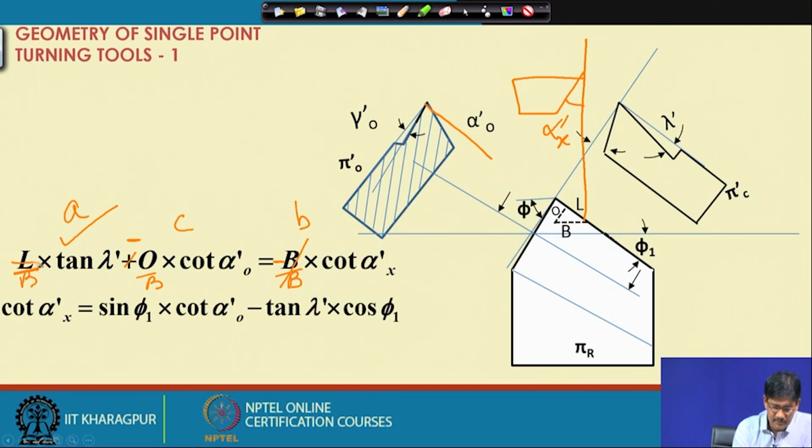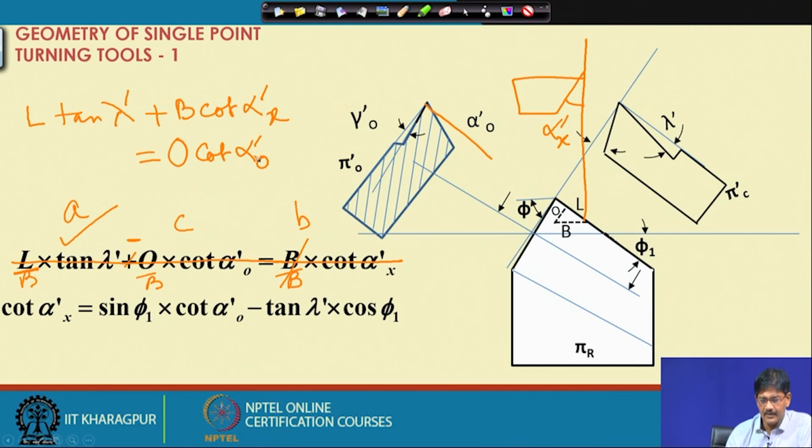This one I cancel out and I write L tan lambda dash minus a plus L tan lambda dash plus b cot alpha dash x must be equal to O cot alpha dash O. This is the relation that we are talking about.